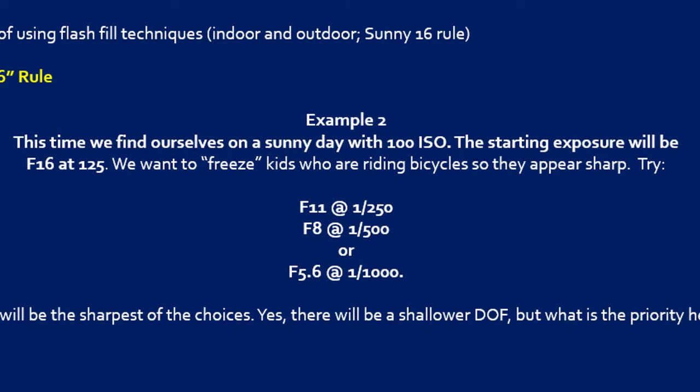Remember, starting at f16 at 125, the equivalent exposure is f11 at 250, f8 at 500, and f5.6 at 1000. Remember, in each example here, I'm opening up the lens one stop. That means I've got to speed up that shutter by one stop as well. And so for every step I open up, I have to speed up that shutter. All of these equal the same amount of light reaching the sensor, but f5.6 at 1/1000th will allow us to stop the motion of the kids riding their bikes.